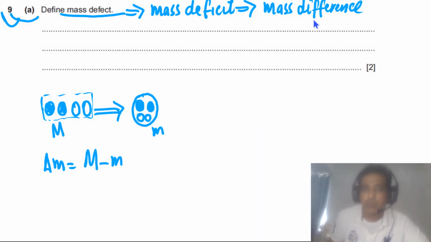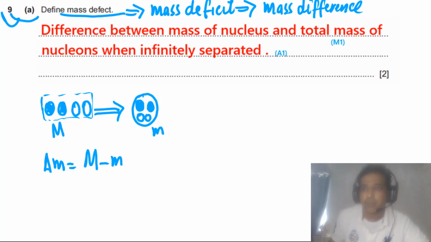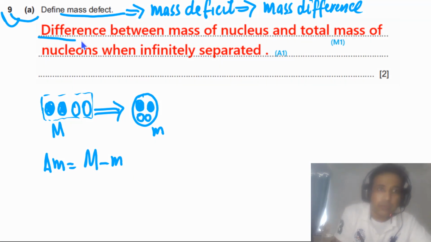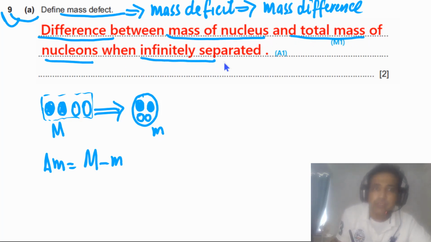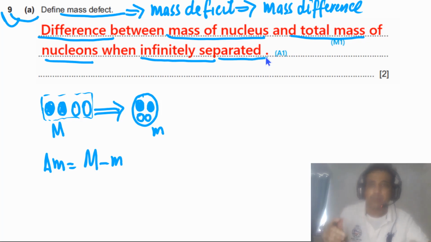So let me show you how you can write down your proper answer. In order to write this answer, you need to write the difference between the mass of the nucleus and the total mass of the nucleons when infinitely separated, meaning they are far away from each other. If you write these 2 points, you will get 2 marks. The first mark is the M mark, the second mark is the A mark. This means you have to mention infinitely separated.